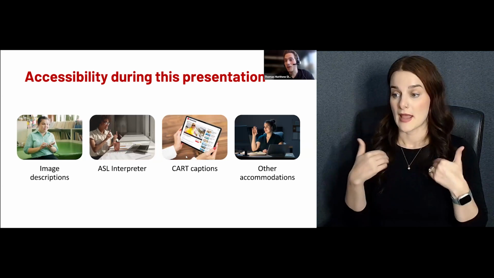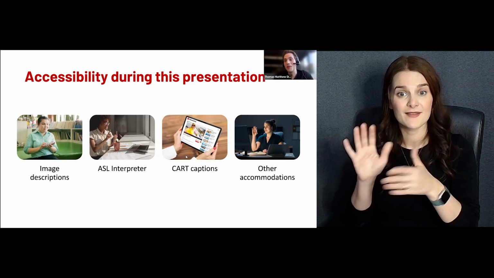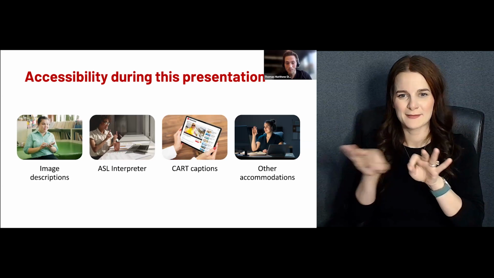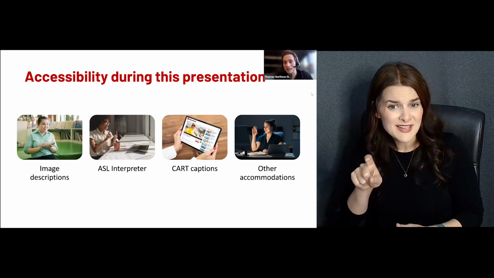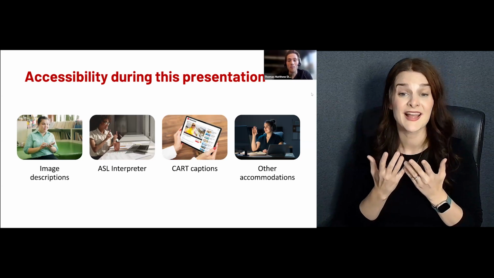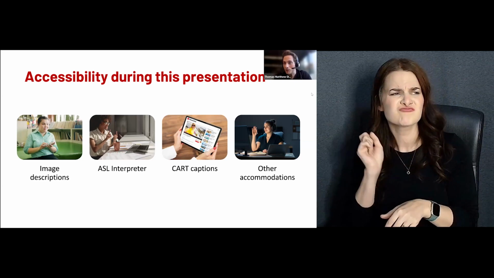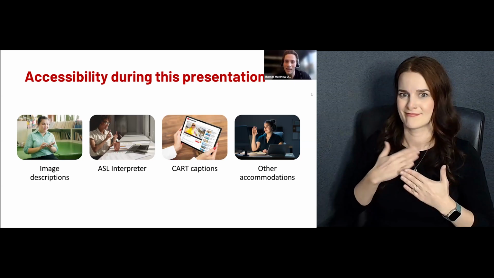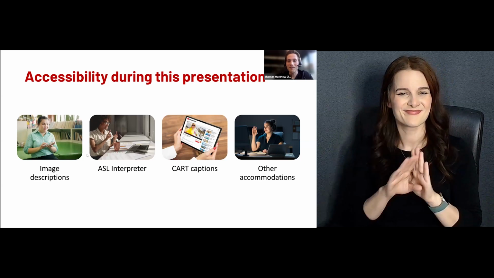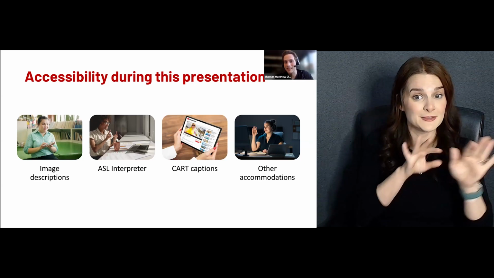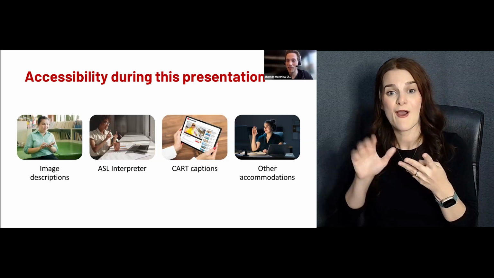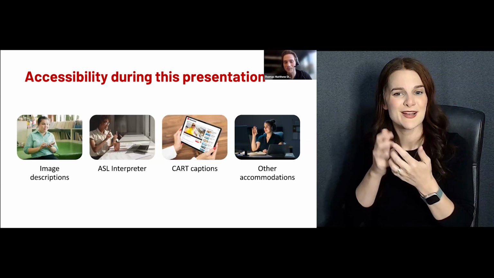We have CART captions on this video. We will also be getting this video professionally captioned for the recording. And if there's any other recommendations that anyone needs on this call, please let us know. You can also type in the chat any questions you have throughout this presentation, and we'll be happy to answer those. On the slide, I have 4 images representing the 4 accessibility features that we have in this presentation, that being image descriptions, ASL interpretation, CART, and other accommodations.